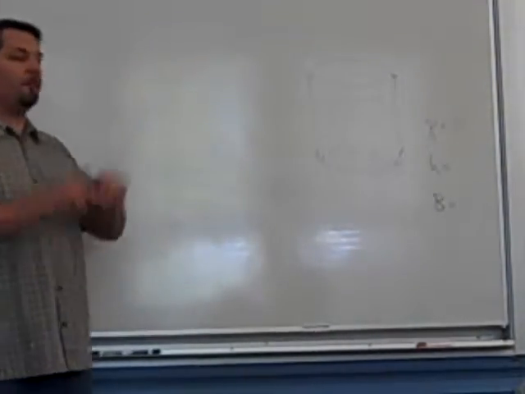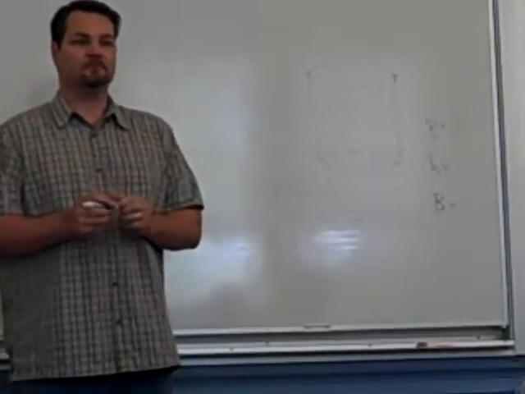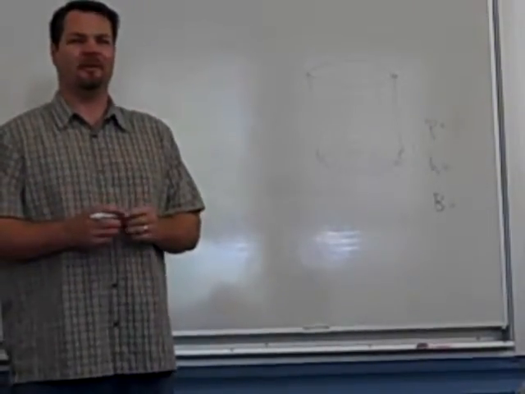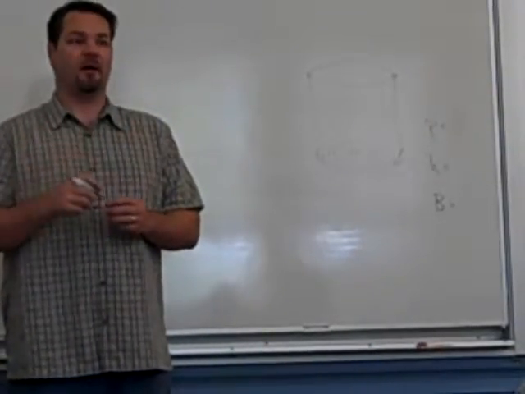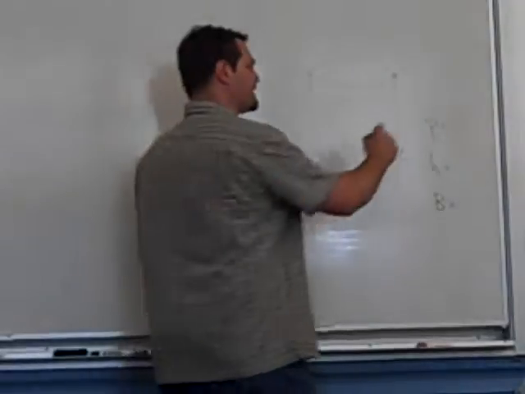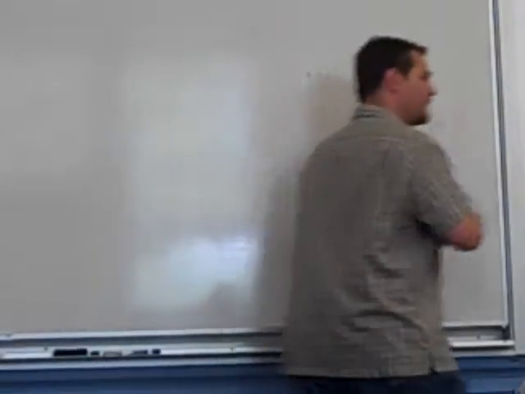What is the formula for the perimeter of a circle? We don't actually call it perimeter. Pi d, or 2 pi r. Remember, it's called circumference.